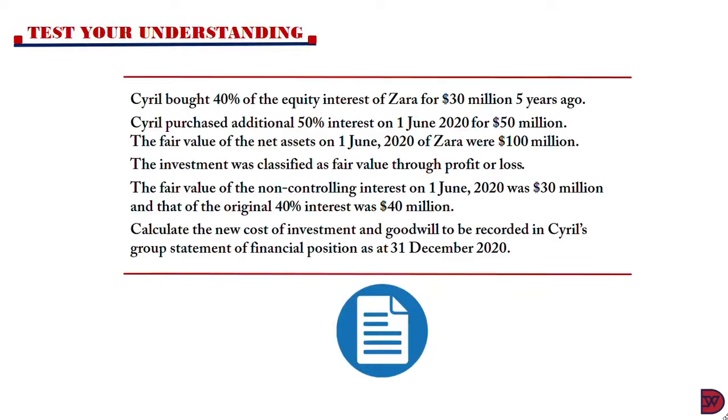We test our understanding again. Cyril bought 40% of the equity interest of Zara for $30 million 5 years ago. Cyril purchased an additional 50% interest on 1st June 2020 for $50 million. The fair value of the net assets on 1st June 2020 of Zara were $100 million. The investment was classified as fair value through profit or loss. The fair value of the non-controlling interest on 1st June 2020 was $30 million, and that of the original 40% interest was $40 million. We have to calculate the new cost of investment and goodwill to be recorded in Cyril's Group Statement of Financial Position as at 31st December 2020.